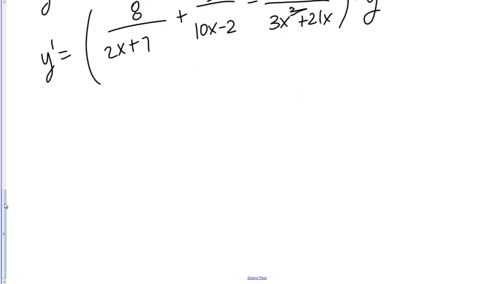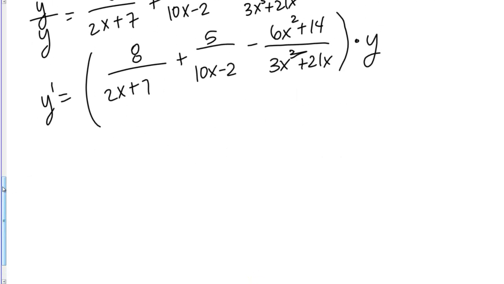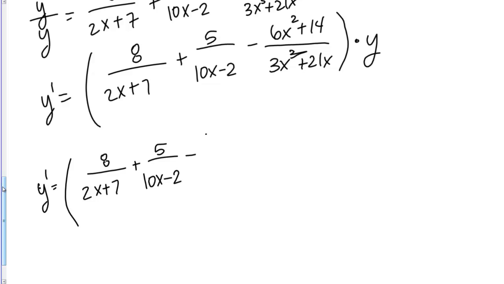Okay, now for the last step. This, of course, doesn't look very nice. y prime equals some expression involving x's times y. But luckily, we know what y is. y is just our original function. So I'm going to simply substitute y prime equals all of this, 8 over 2x plus 7 plus 5 over 10x minus 2 minus 6x squared plus 14 over 3x cubed plus 21x, times y.